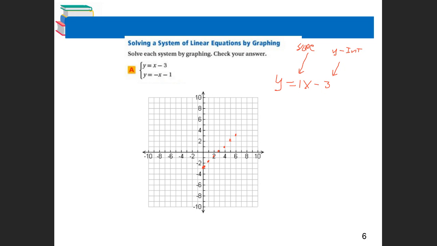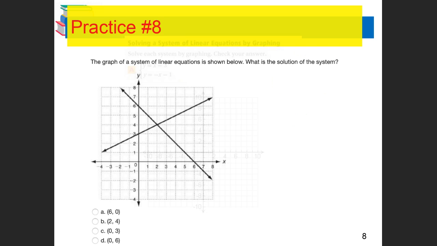Okay, and then my second equation, I usually do it in a different color, negative 1x minus 1. So I have negative 1 here, but this time I'm going to go down 1 over 1, down 1 over 1, down 1 over 1, and you can see right away that it's going to cross right here. It looks like it crosses at (1, negative 2). I can check myself just by plugging it in, and you'll see that it does work. So graphing a system of equations to find a solution is fairly easy to do. Just have to remember how to graph an equation.